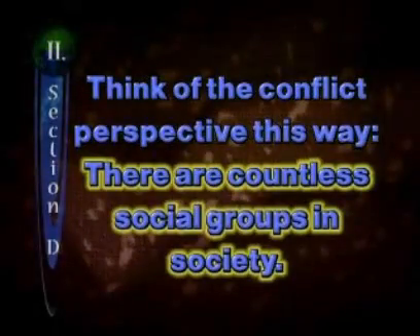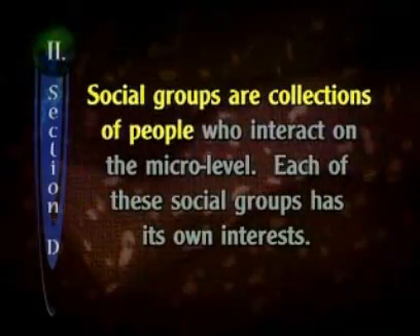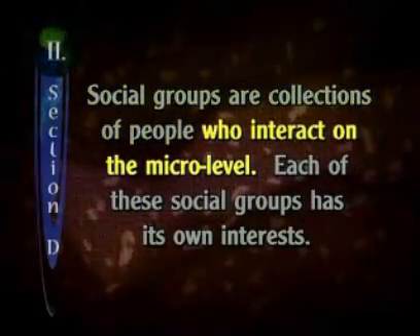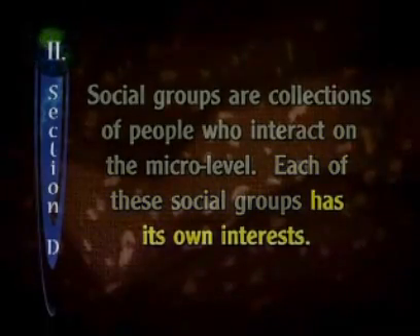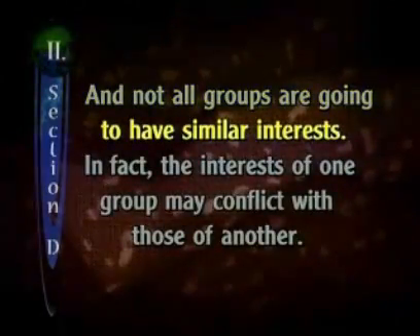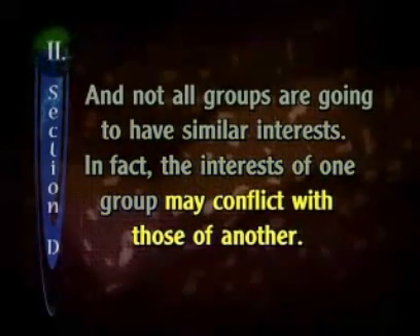There are countless social groups in society. Remember what social groups are? Social groups are collections of people who interact on the micro level. Each of these social groups has its own interests, and not all groups are going to have similar interests. In fact, the interests of one group may conflict with those of another.